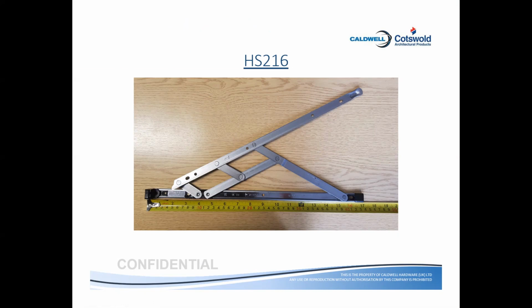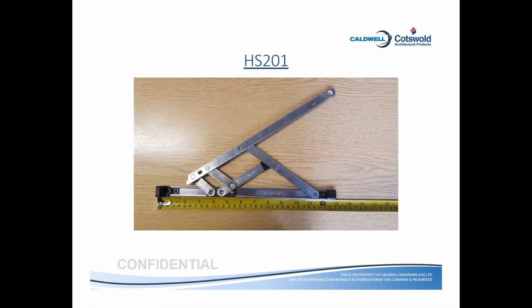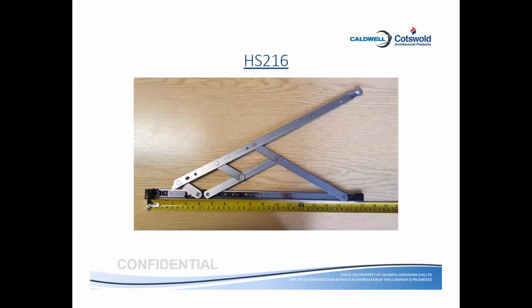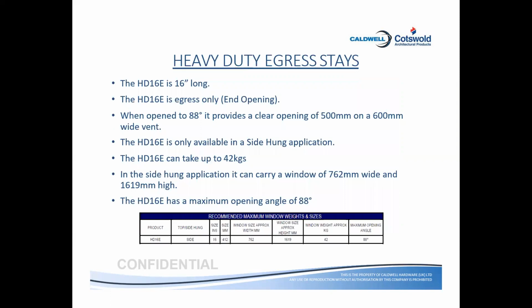This is called HS216 and this is called HS201. This is 12 inches, sorry, and the other one is 16 inches. Now coming to the other type of arm, that is called egress stays. What is an egress stay? I will explain to you.